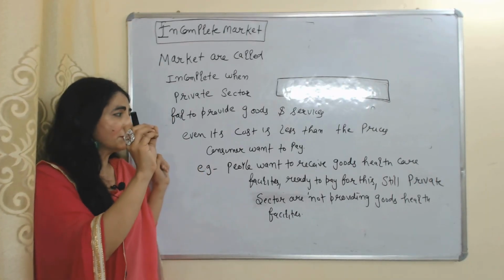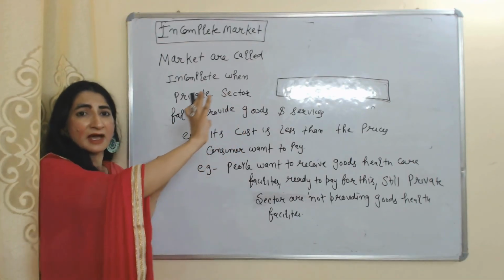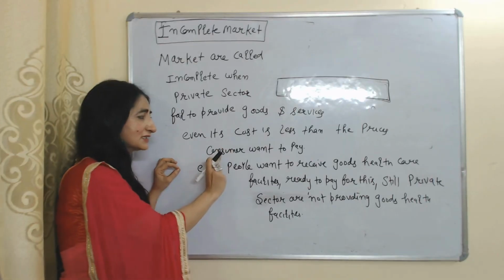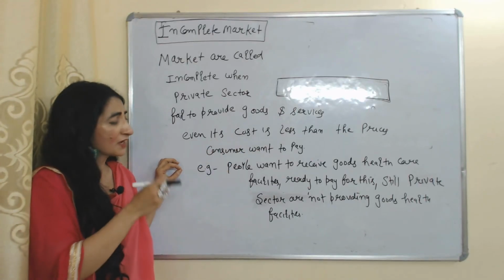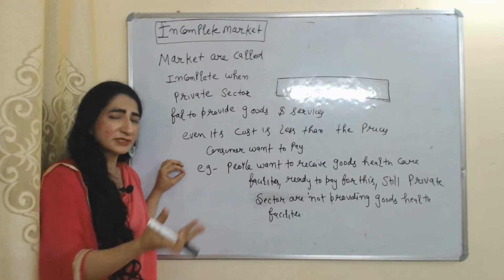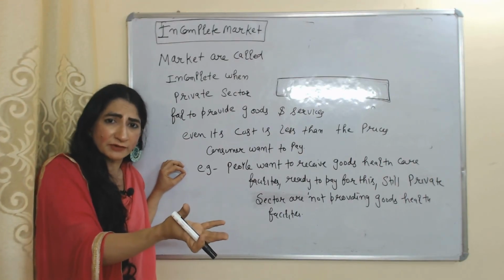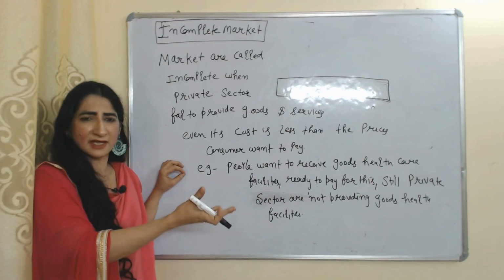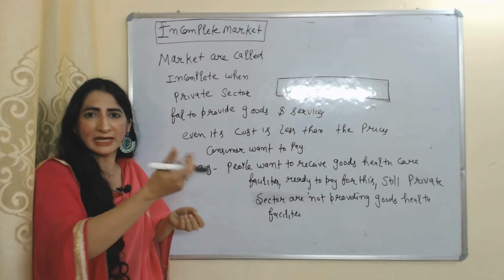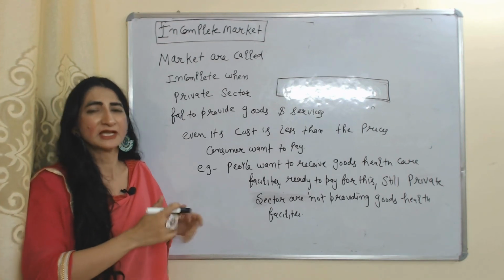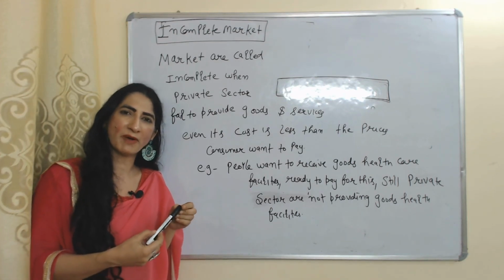But the market will fail when the private sector is not providing goods and services even if its cost is less than the price that consumers want to pay. For example, people want to receive good healthcare facilities and they are ready to pay for this, but still the private sector is not providing good healthcare facilities. So in this case our market will fail. So this is all about causes of market failure.